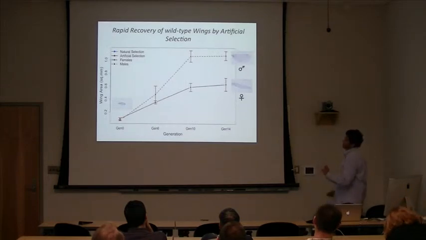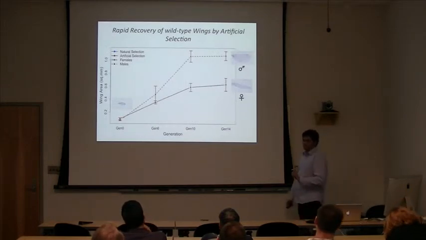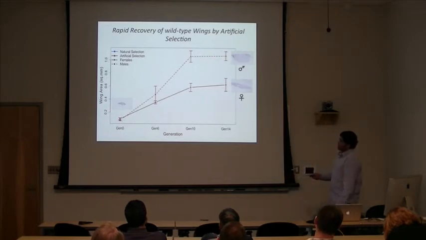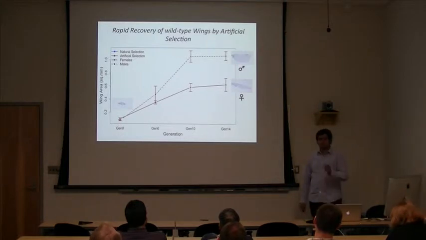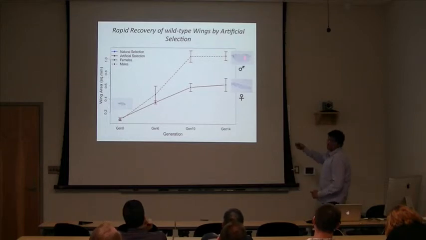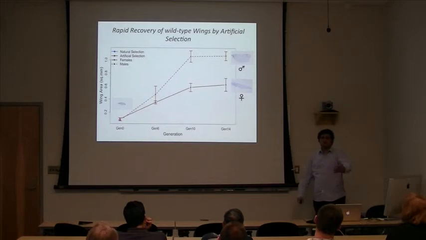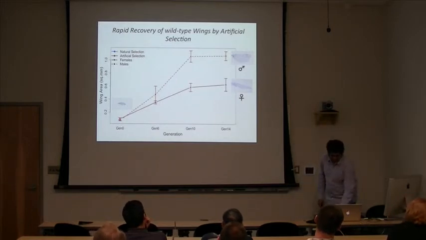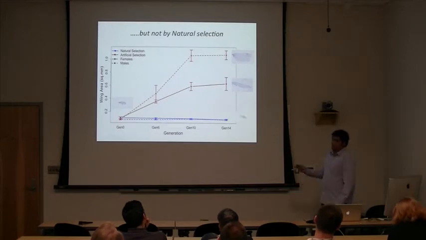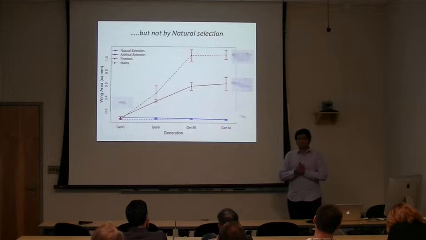What we see in the artificial selection flies is that the wings look like this when we started out. In 14 generations, we see an immediate difference. There is a rapid increase in wing size, and it appears to be dimorphic. These are males. Males compensate quicker than females, at this point at least. But there is no change in the wing phenotype in the natural selection treatment.